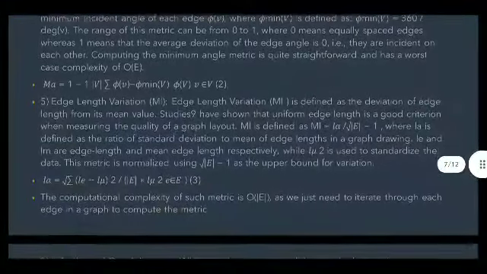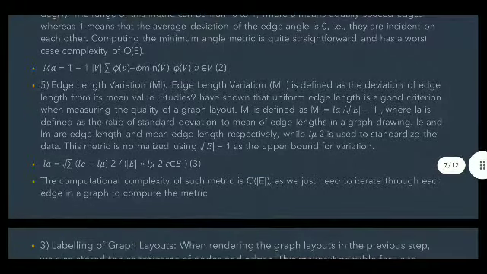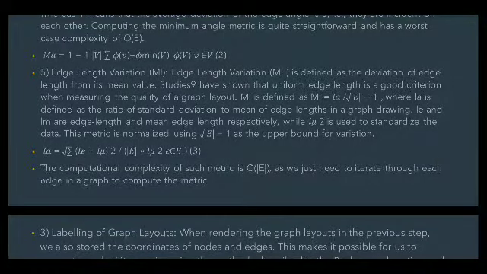And we have edge length variation. Edge length variation is the deviation of edge length from its mean value, and can be determined with the formula: the root of the summation of (le minus l mean) squared, divided by modulus of E into l mean squared.